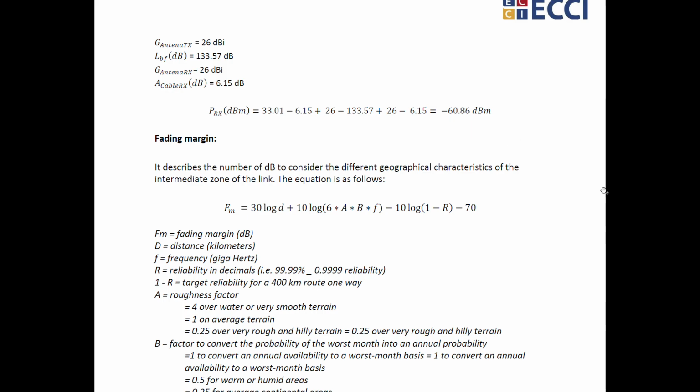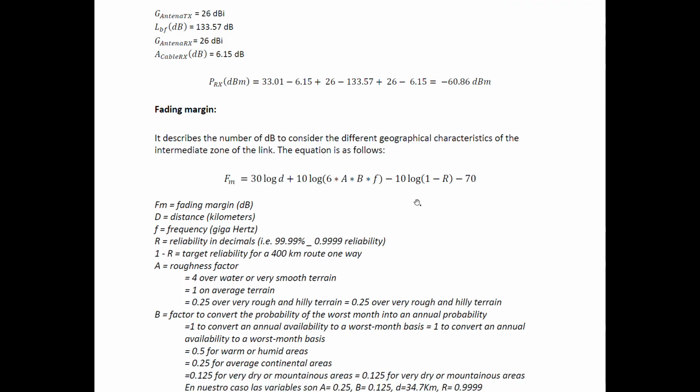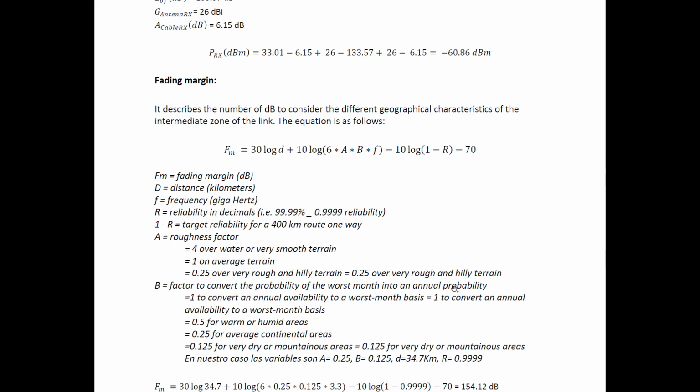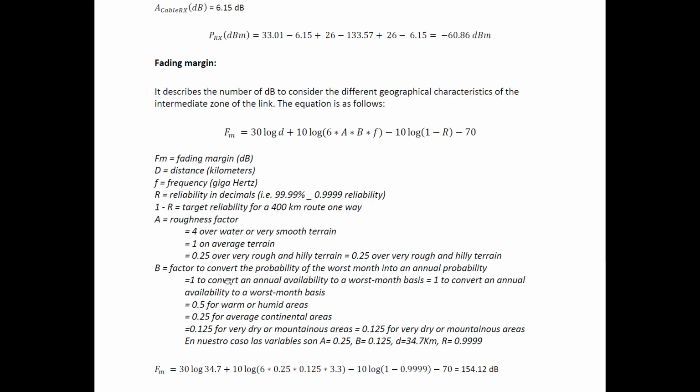The fade margin describes the number of dB to consider for the different geographical characteristics of the intermediate zone of the link. This equation has some parameters that we have to take into account about the terrain. For example, the roughness factor: over water, rough, or highly rugged terrain have different numbers for this parameter.